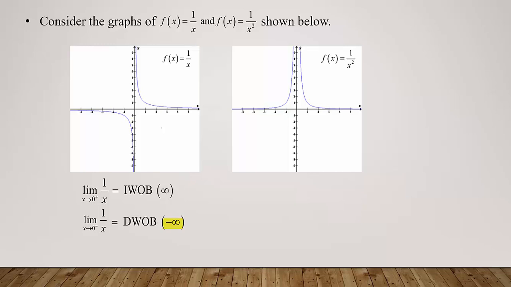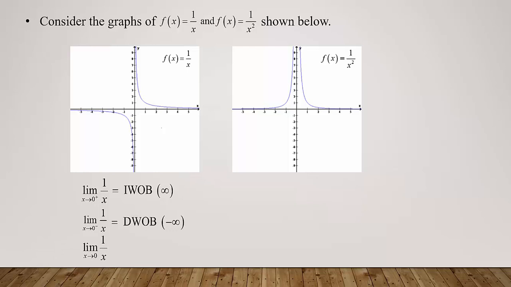So the limit as x approaches 0 from the left side of 0 of 1 over x, that limit is negative infinity. Again, negative infinity is not a number. Don't treat it as a number. It's a concept. It's telling you that something is decreasing without bound. There's no end to the decreasing behavior.